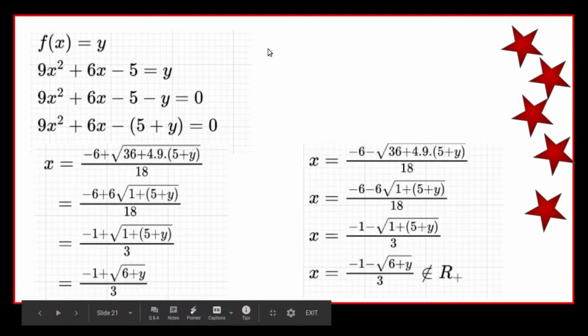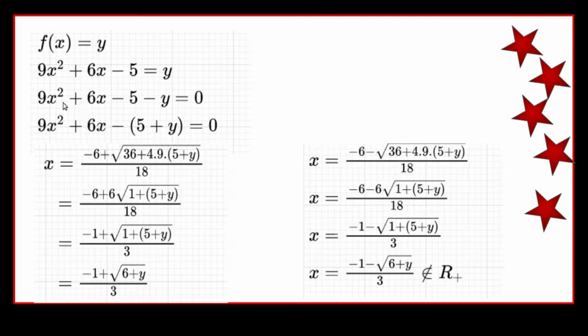Now to prove f is onto, take f of x equal to y, that is 9x square plus 6x minus 5 equal to y, so 9x square plus 6x minus 5 minus y equal to 0. Now combine these two: minus of 5 plus y. Now this is a quadratic equation of the form ax square plus bx plus c, where a is 9, b is 6 and c is minus of 5 plus y.